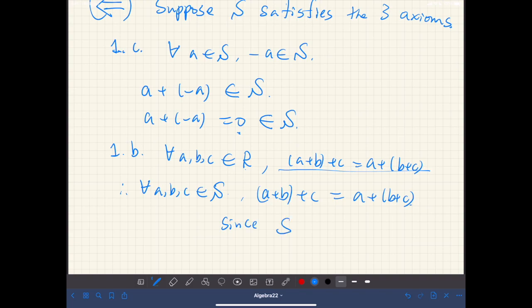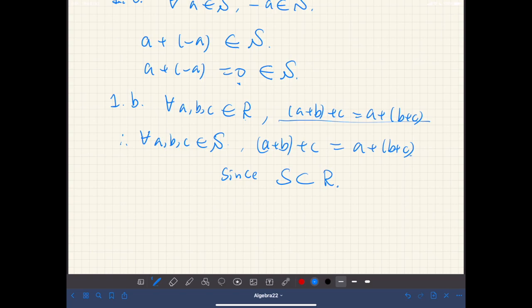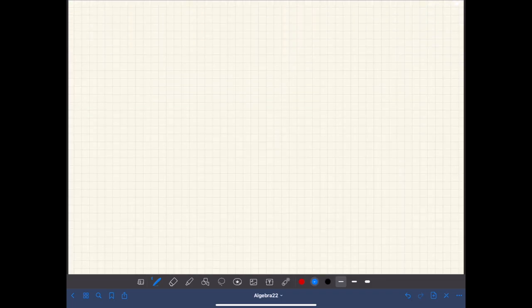Since S is a subset of R, the associative law is satisfied. And similarly, all other axioms should be proved. I will skip the rest and just finish the proof here. Let's see a few more examples.